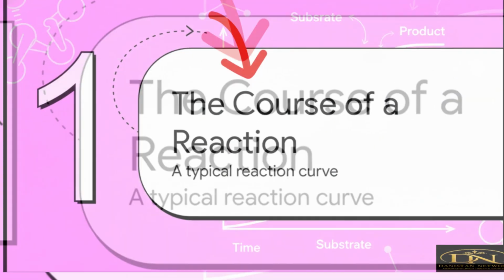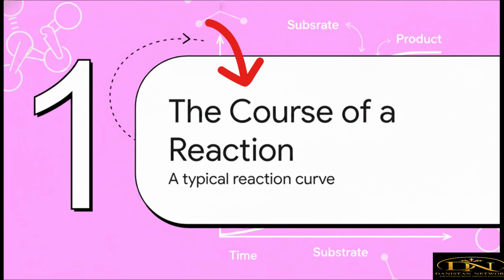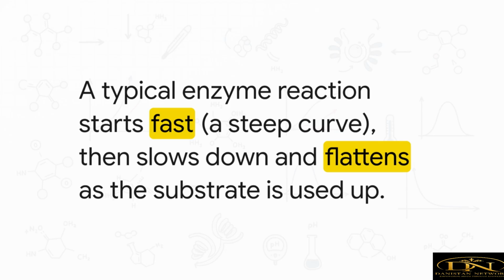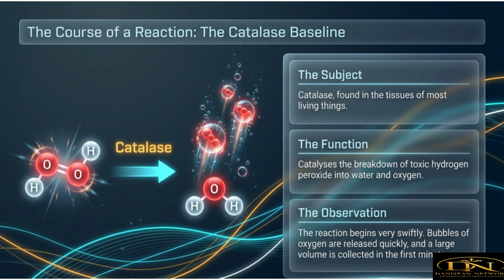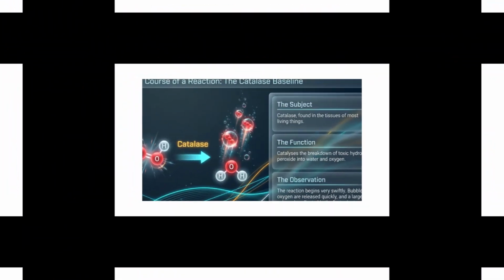Okay, so before we start fiddling with all the variables, let's just establish a baseline. What does a standard run-of-the-mill enzyme reaction actually look like? What's its signature pattern? Check this out. Pretty much any enzyme reaction you see is going to follow this classic curve. It just explodes out of the gate with this incredible burst of speed. I mean, look at how steep that line is at the beginning. But then you can see it gradually starts to slow down, and eventually it just flattens out completely.